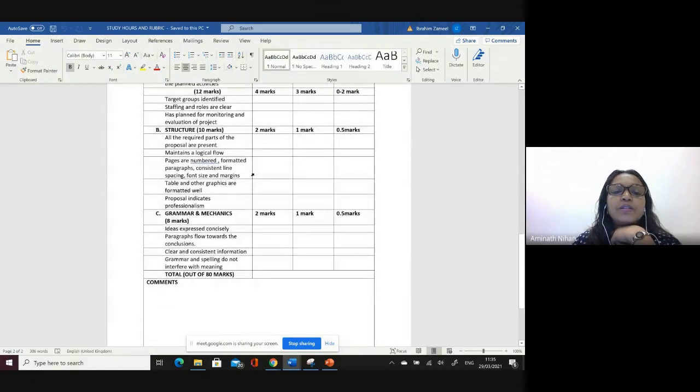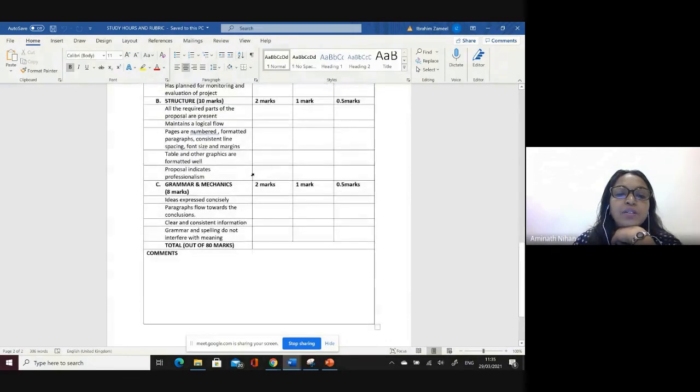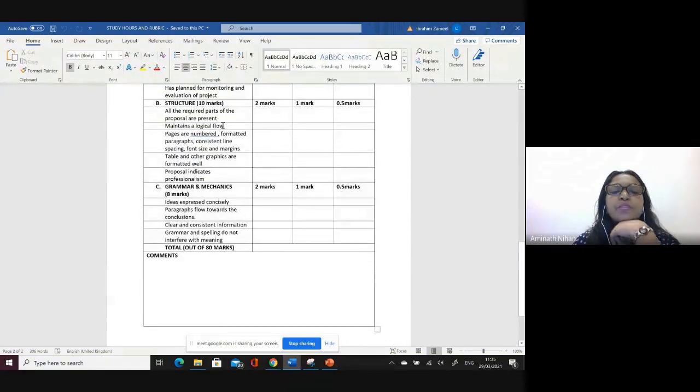Target groups, staffing and their roles, that is, the project personnel and their roles. The plan for monitoring and evaluation of the project: do you know clearly what the indicators are, and how you're going to measure the impact of your project? All the required parts of the proposal being present. This is all about the structure, organization, and format, right?